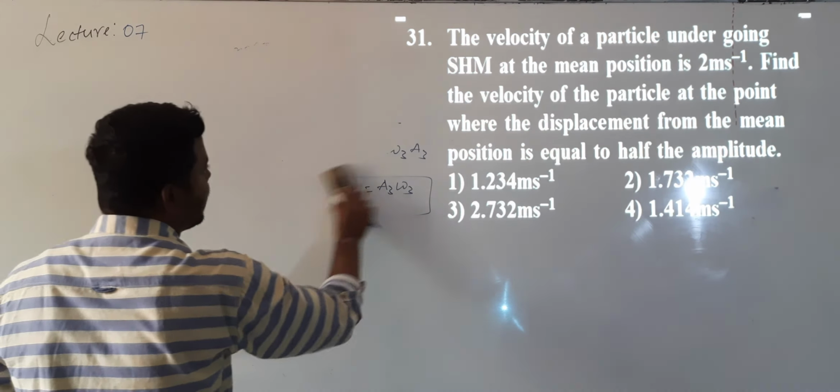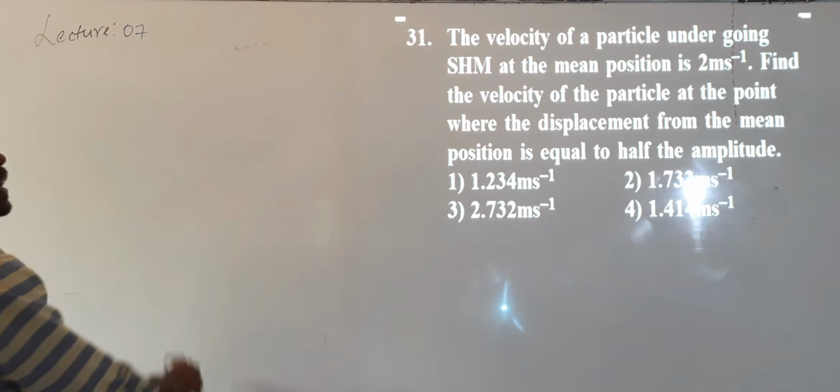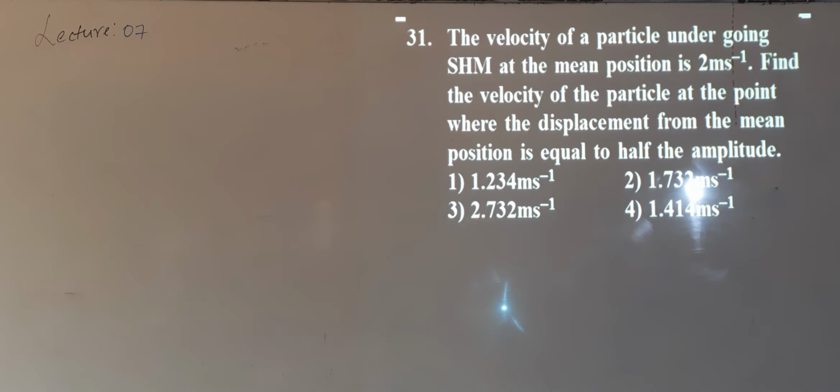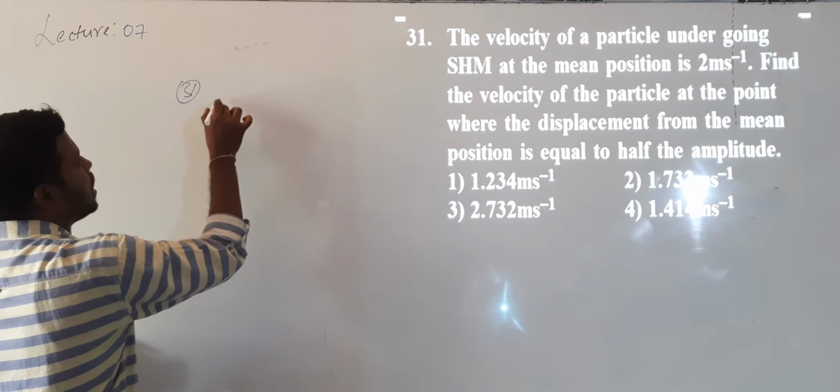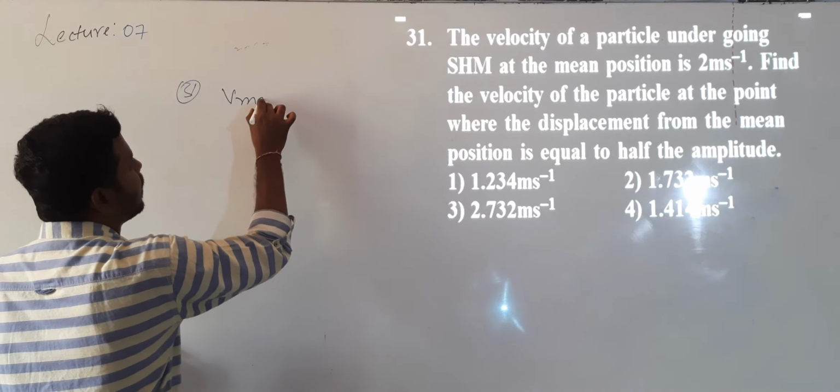Next, question number 31. The velocity of a particle undergoing SHM at the mean position is 2 meters per second. Find the velocity of the particle at the point where displacement from the mean position is equal to half of the amplitude. In this question, the V maximum value is given.